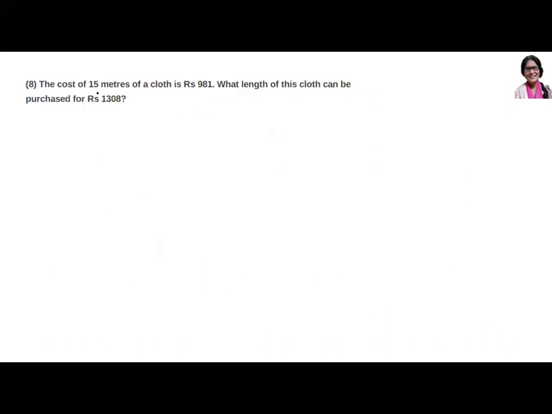Question number 8. The cost of 15 meters of cloth is rupees 981. What length of the cloth can be purchased for rupees 1308? Here what are the variables? One is cloth, one is cost. Direct proportion: more cloth, you have to pay more. Less cloth, you have to pay less. Let it be X.